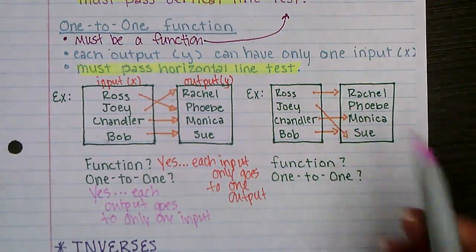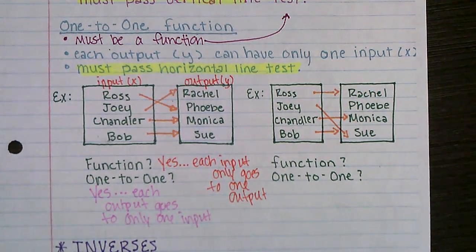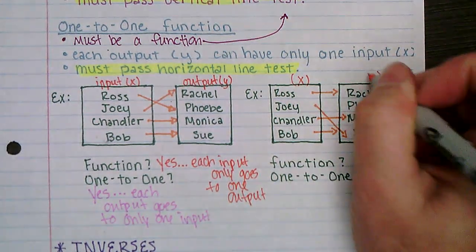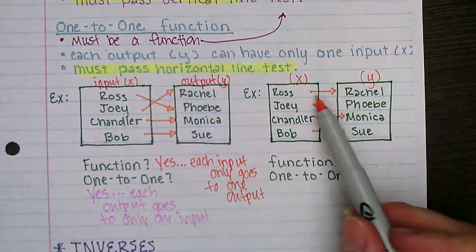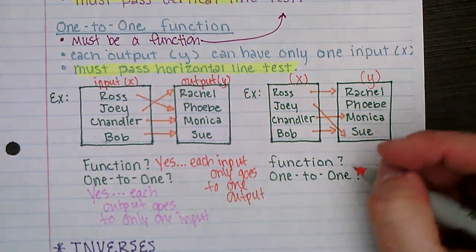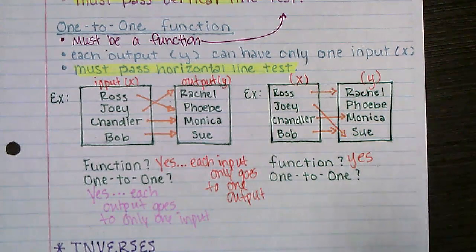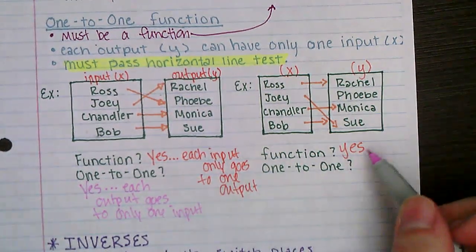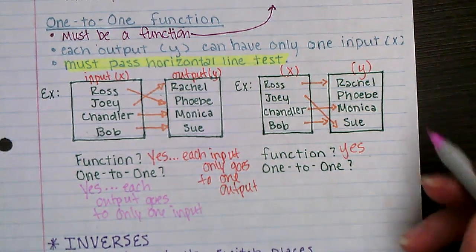Okay, let's look at this mapping diagram. It's got the same outputs and inputs, but then different map. So here we have our inputs, here we have our outputs. So is this a function? Ross goes to 1, Joey goes to 1, Chandler goes to 1, Bob goes to 1. So yes, it is a function. Let's see if it's now one-to-one.